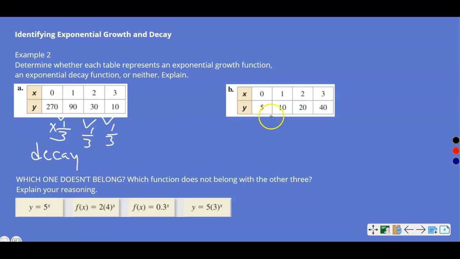All right, so the next one, same thing, 10 divided by 5 is 2. 20 divided by 10 is 2, and 40 divided by 20 is 2. Sometimes my brain and my mouth get confused, so sorry about that. Hopefully you are following along and you understand what I'm doing. So again, my x's are increasing by 1. This time my y's are increasing by multiples of 2. So as x increases by 1, y is multiplied by 2, so the table represents exponential growth.